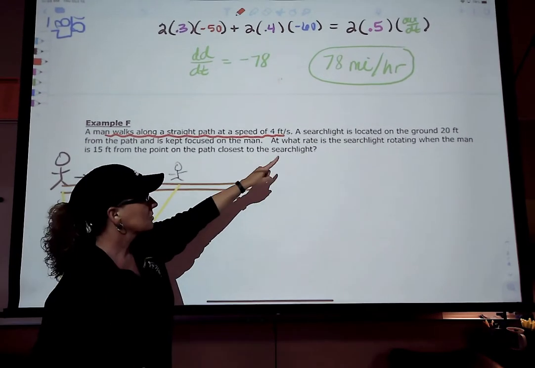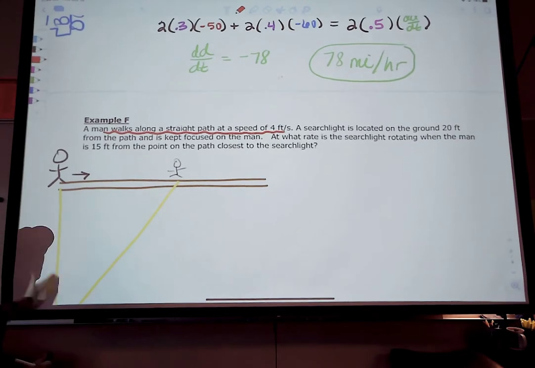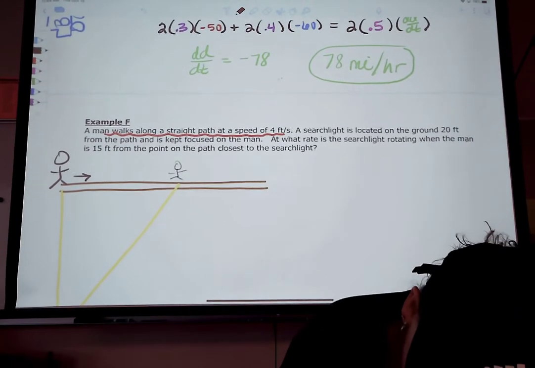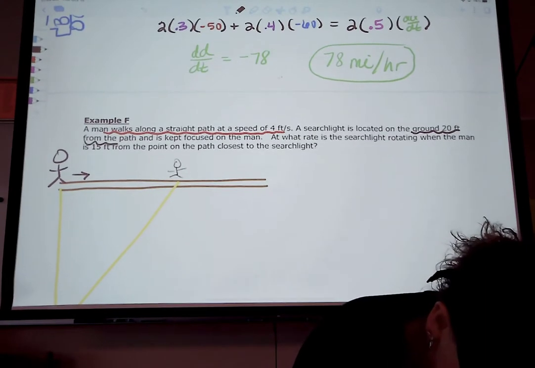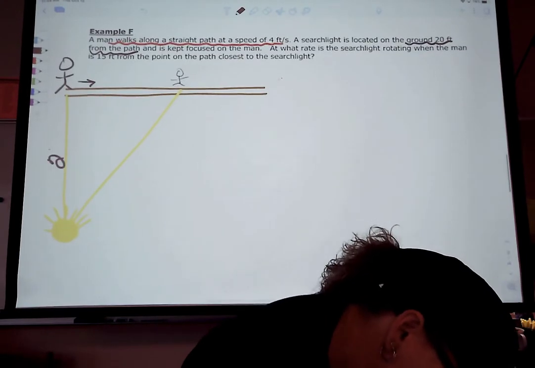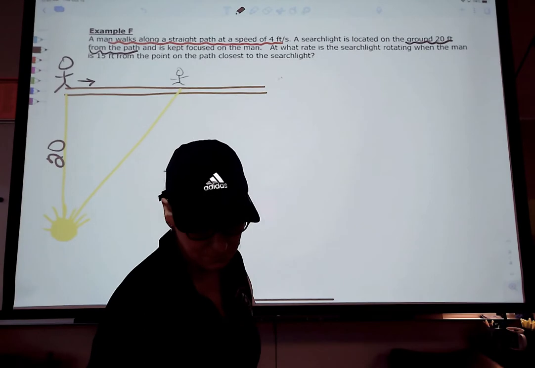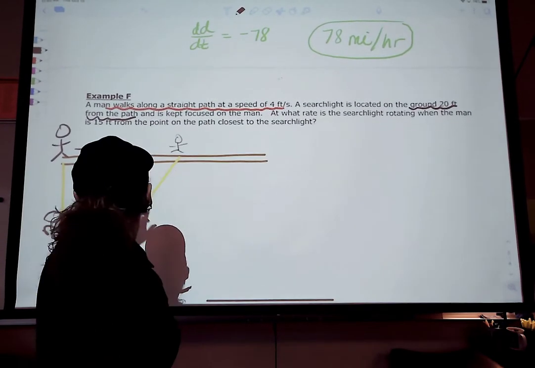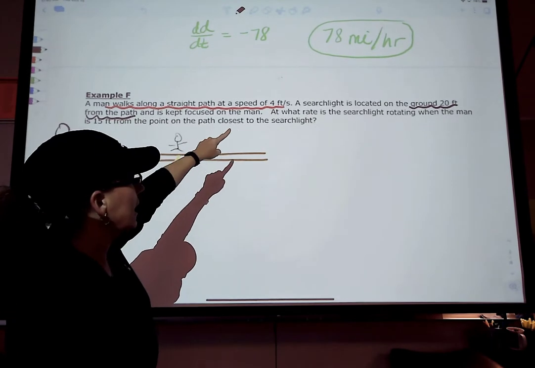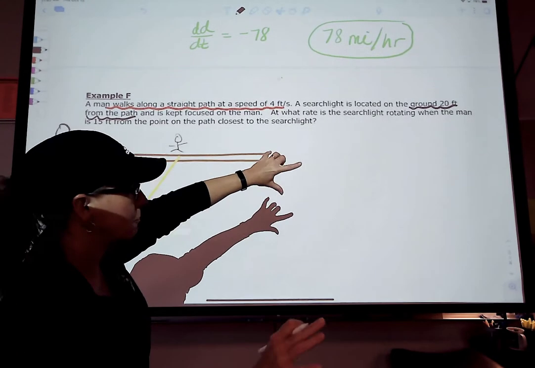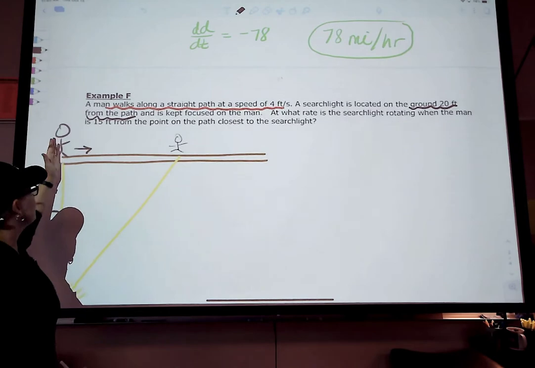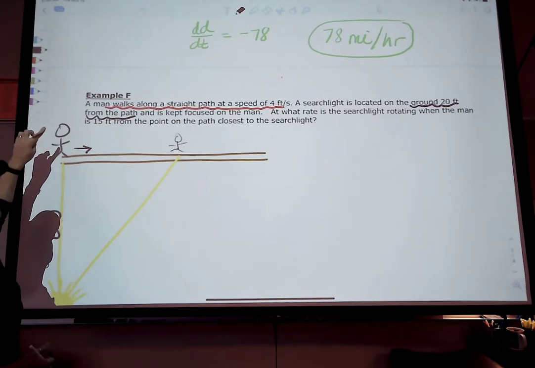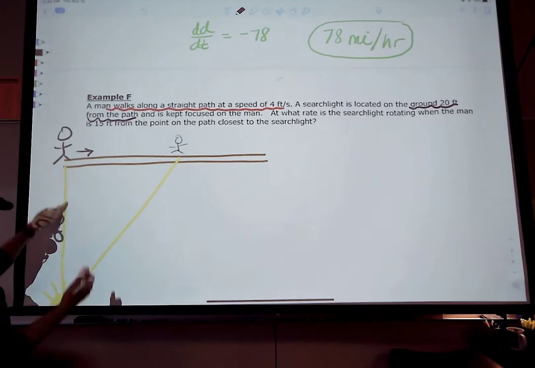let me keep reading. Searchlight is located on the ground 20 feet away from the path. Okay, I'll go ahead and put that there. 20 feet from the path. Got it. 20. Kept focused on the man. We know that. At what rate is the searchlight rotating? I'll come back to that. When the man is 15 feet away from the point on the path closest to the light.